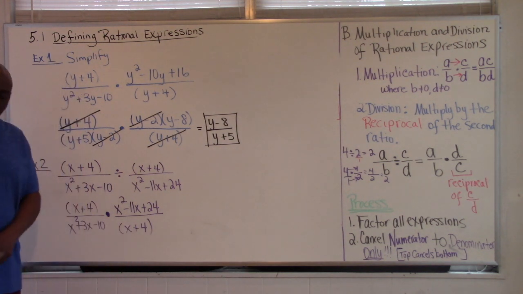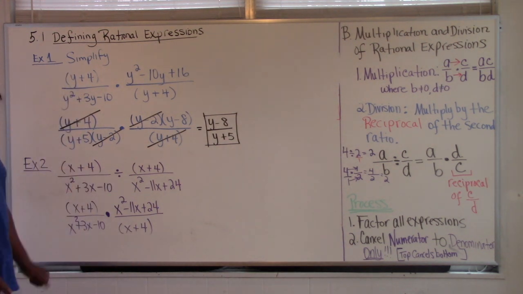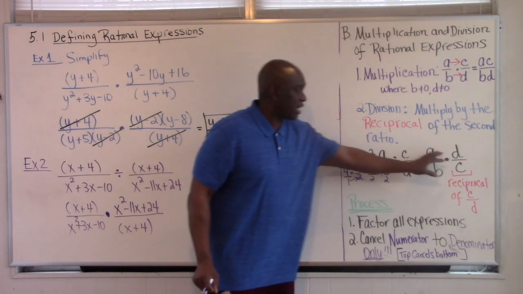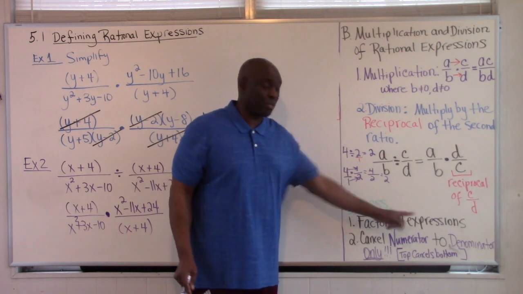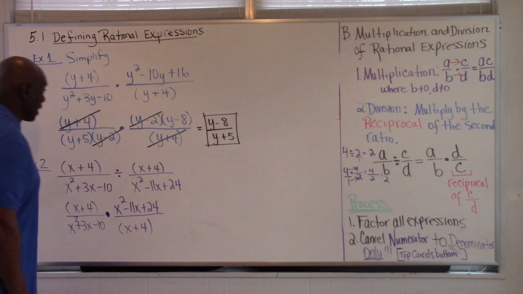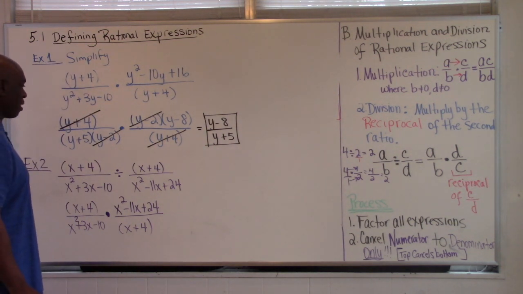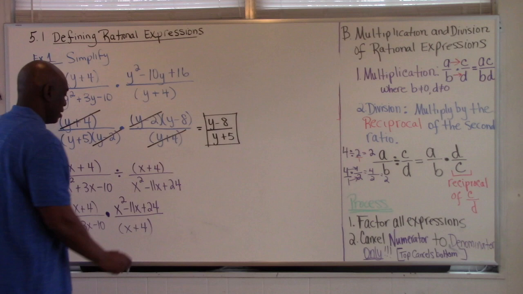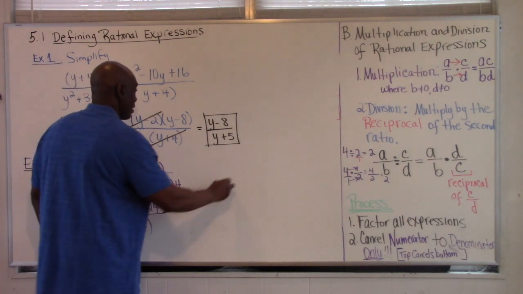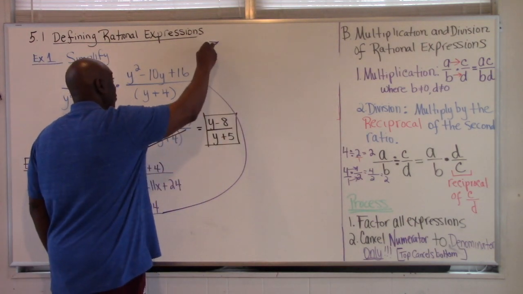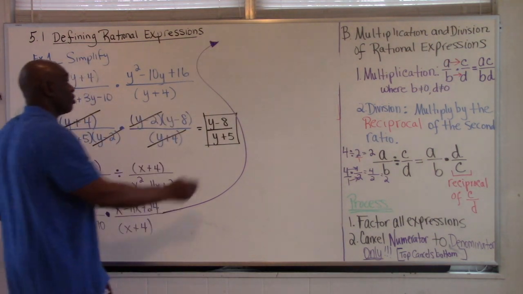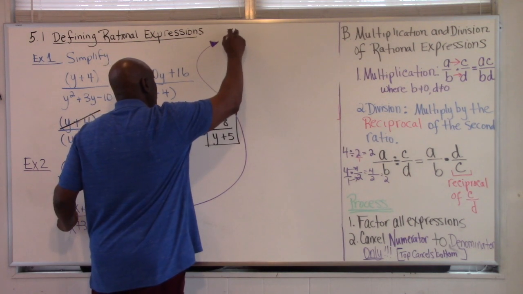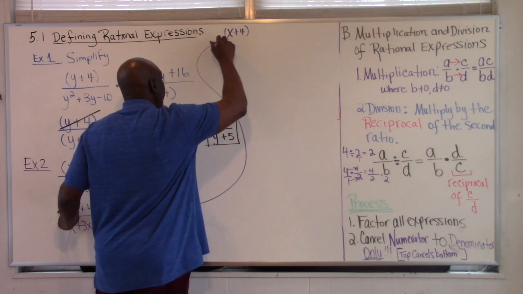All right, reciprocal is done. Good. We got the reciprocal. So now, once the reciprocal is taken care of, start now with step 1. Factor all expressions. Let's factor it. Let's move it up a little higher, right here. So I'm going to have x plus 4. That one's okay. No factoring there.